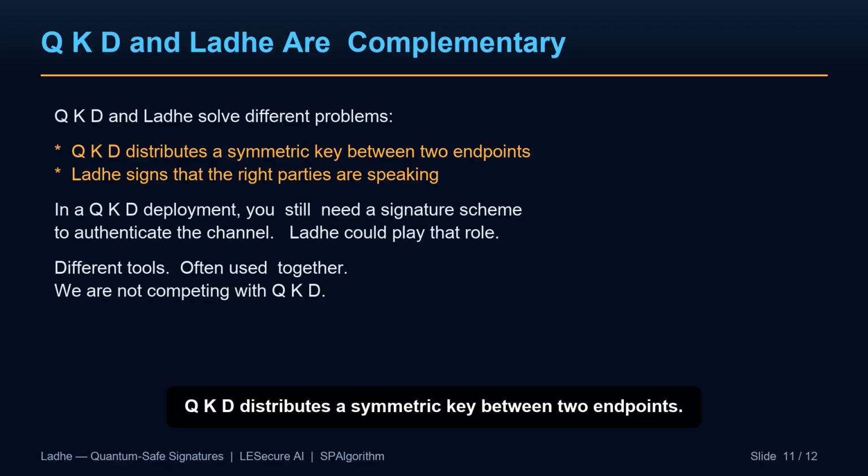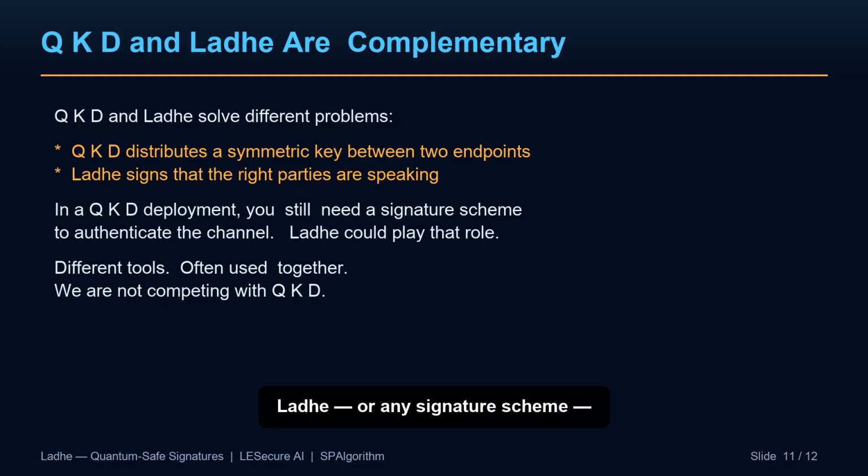QKD distributes a symmetric key between two endpoints. LAD, or any signature scheme, is what proves the right parties are on the line. In a real QKD deployment, you still need a signature scheme to authenticate the classical channel that QKD depends on. LAD could play that role. Different tools, often used together. We are not competing with QKD.